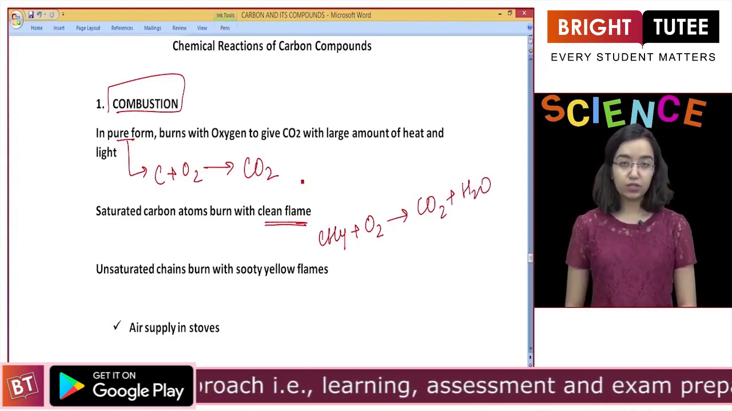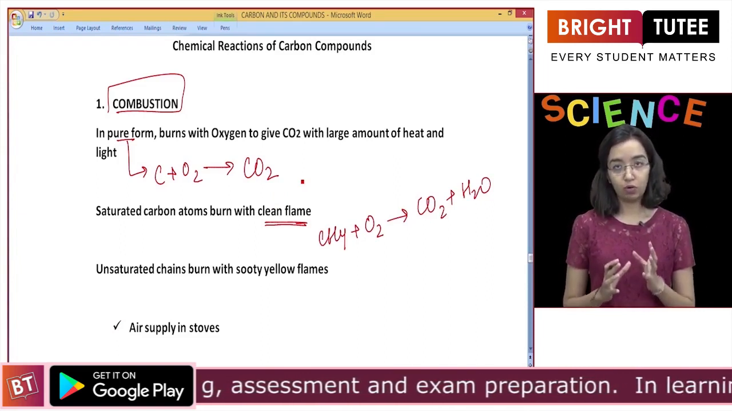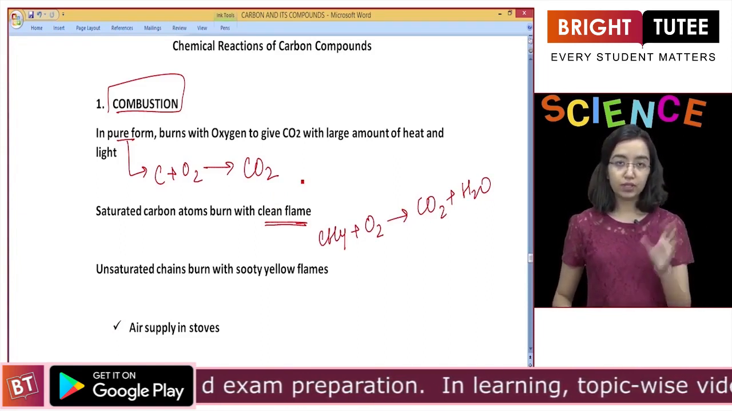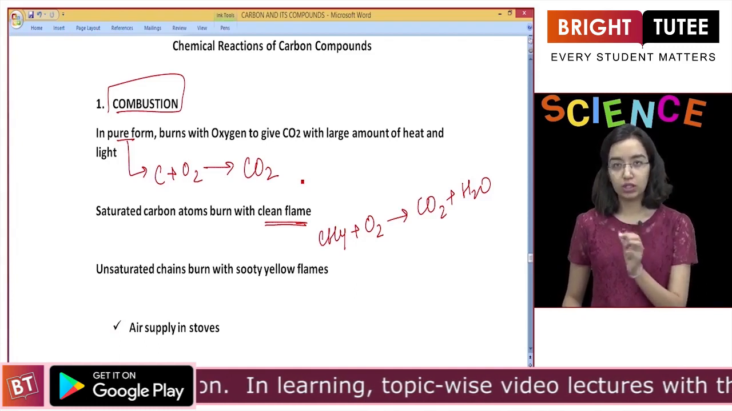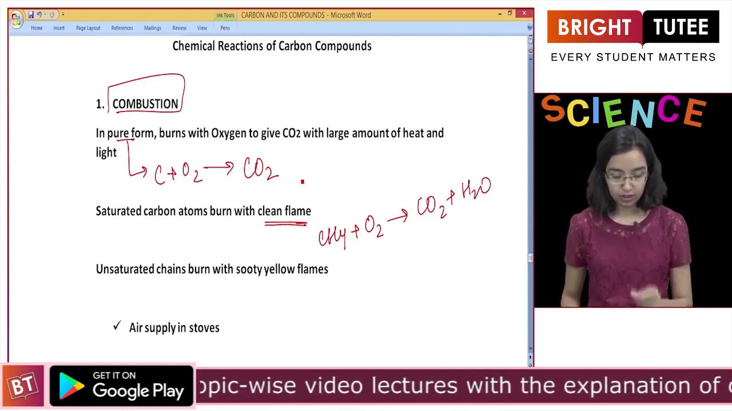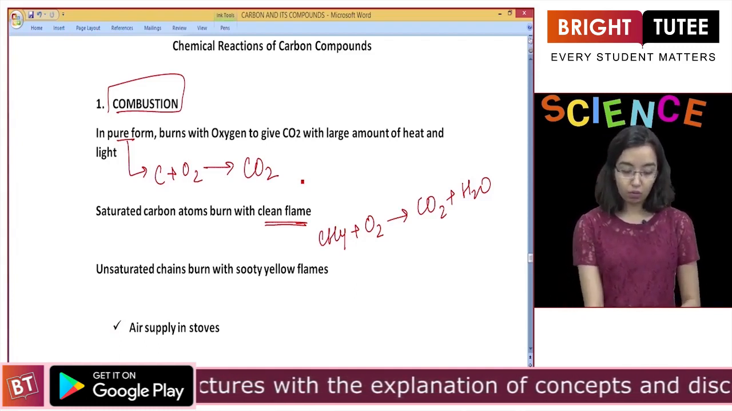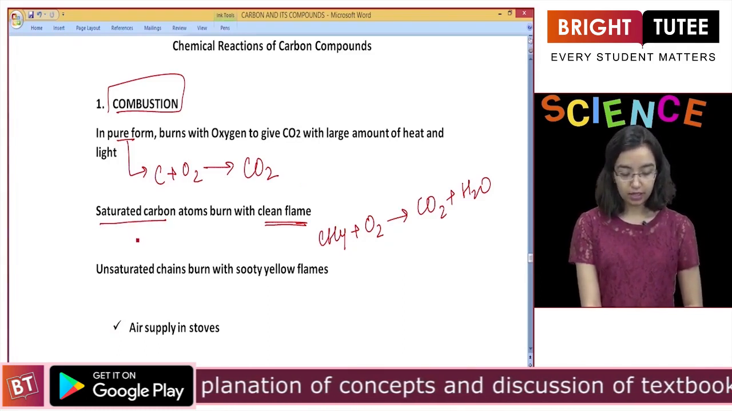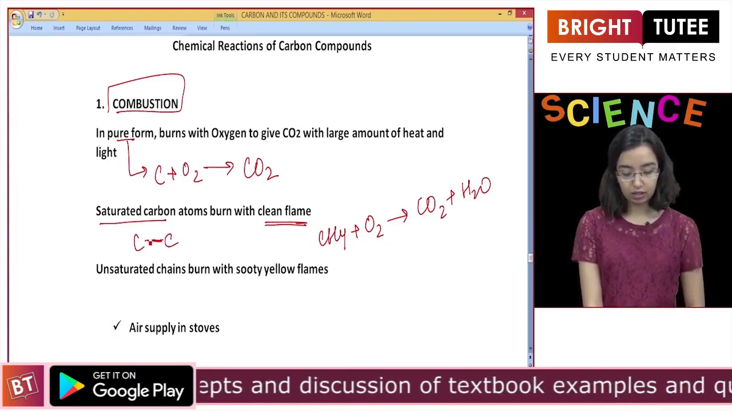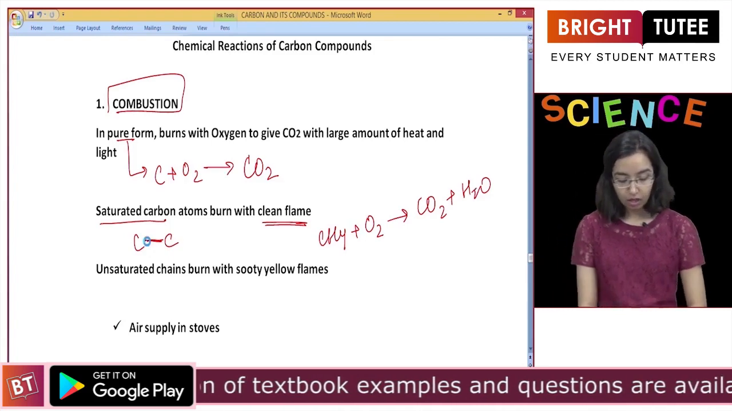Clean flame, this is what you see when you see the stove in your home, in the kitchen. So the stove gives a clean blue flame. There's no soot in it. There's no black colored substance depositing. That kind of clean flame is given only by saturated carbon. And we studied that saturated is when carbon bonds with a single bond with other carbon atoms.